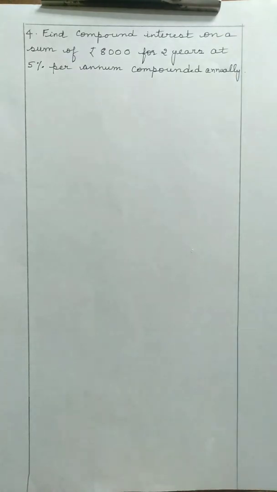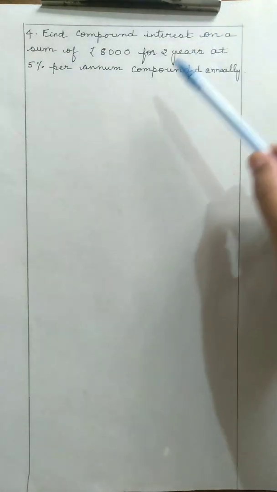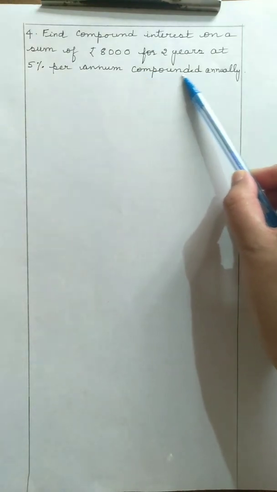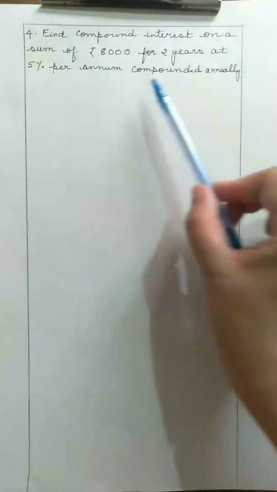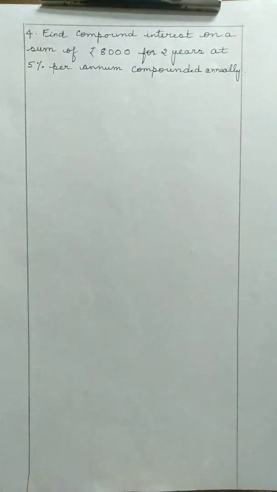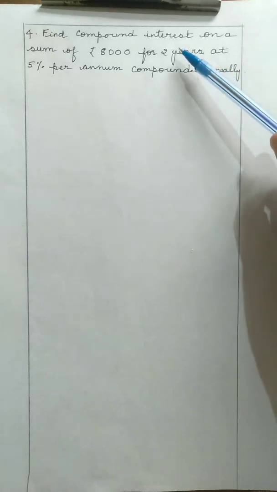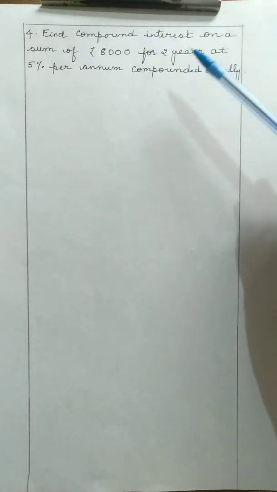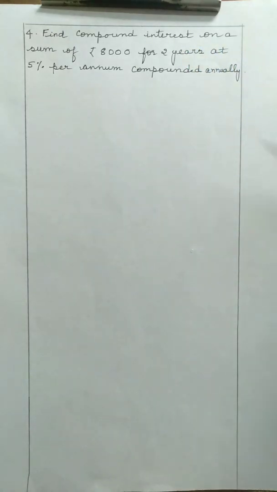So we have two formulas for the compound interest, and this formula is for the compounded annually. We have to use the compound interest formula for annual compounding. Therefore, in the given question, children, rupees 8,000 is the principal. Then the time is given, which is 2 years, and the rate of interest is 5%.